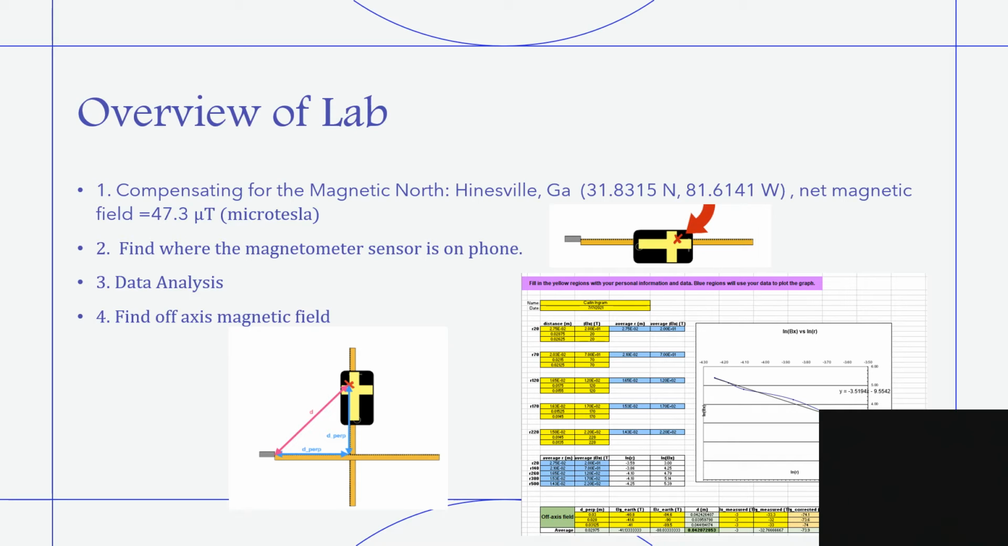Next, I had to find the off-axis magnetic field. In order to do this, I aligned the cell phone with the measuring tape so that the net magnetic field on the magnetometer was approximately 100 microteslas, and recorded that distance, and then from there placed the tape over that location and moved the phone upwards the same distance.